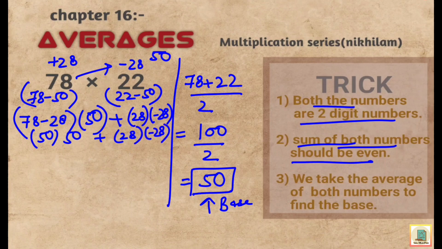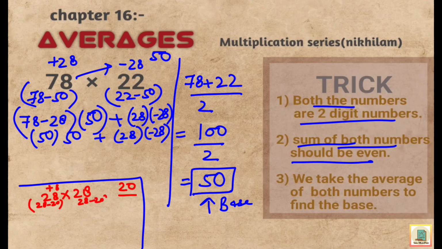Now here 28 multiplied by 28, we can use the secondary base 20 method to solve this. So let's solve it. 28 multiplied by 28, both the numbers are in the 20s, so the base is 20. Now the deviations will be 28 minus 20, which is plus 8, and 28 minus 20, which is plus 8. Now first number plus the second deviation, which will be 28 plus 8, multiply by the base, which is 20, plus multiply the deviations, which will be 8 multiplied by 8.